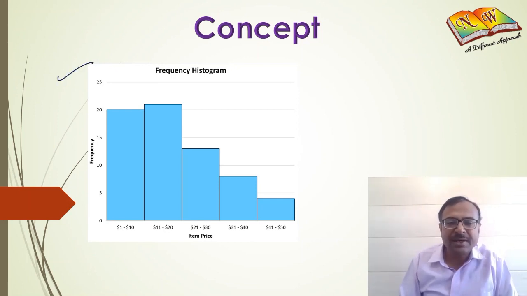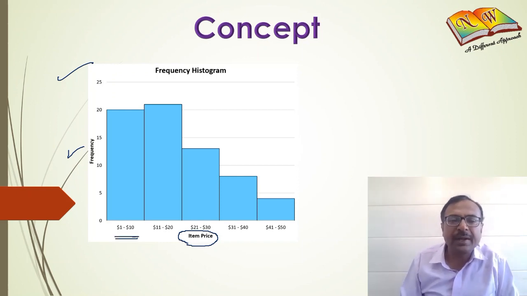As you can see, this graph relates to the item price and the frequency. So the items having prices between 1 to 10 are 20 in number as shown in the y-axis here. Then 11 to 20 are a little bit above 20. It is 21 in this case. And likewise, it is 13 here and then 8 here and then 4 here.